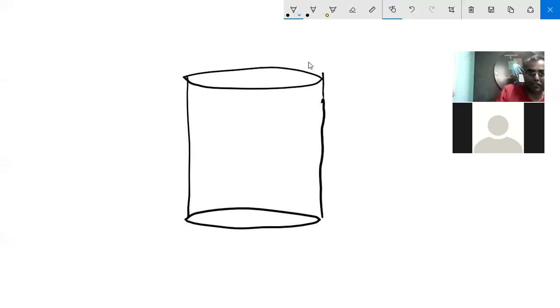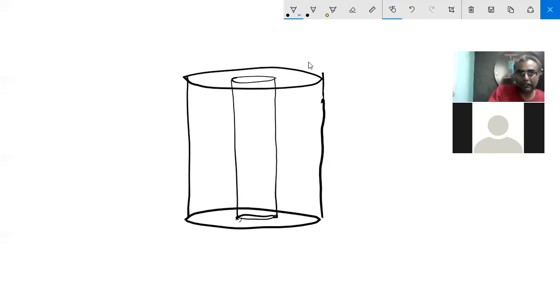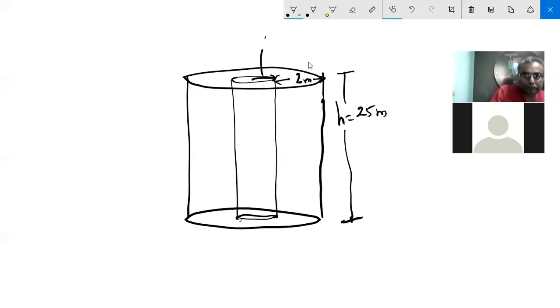Okay, now that is the outer. This is the internal. This is a tunnel now. What he's telling is this thickness is 2 meter. The height of the tunnel is 25 meter. Internal radius is 6 meter. That means small r is equal to 6 meter.